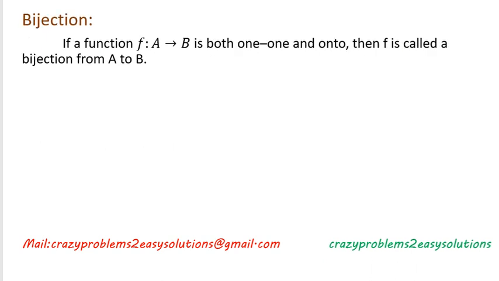Next, bijection. If a function f from A to B is both one-to-one and onto, then f is called a bijection from A to B. A function which satisfies both one-to-one and onto is called a bijection. So now we have discussed one-to-one, many-to-one, onto, into, and bijection.